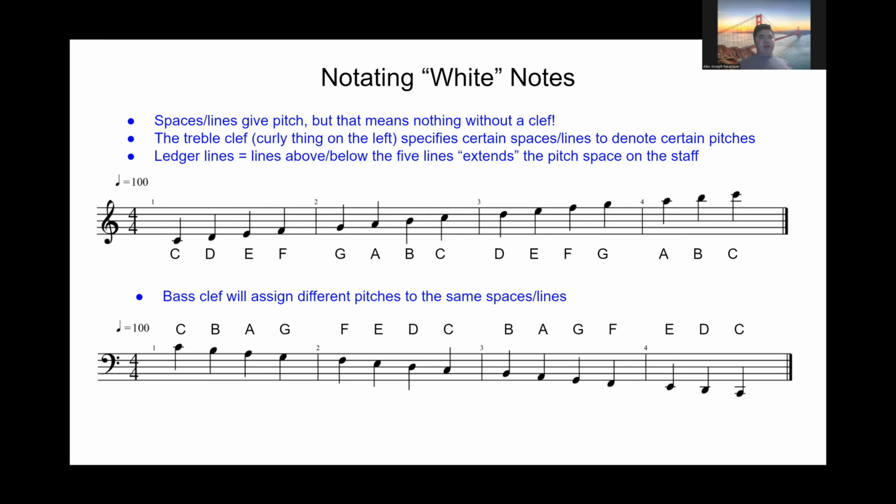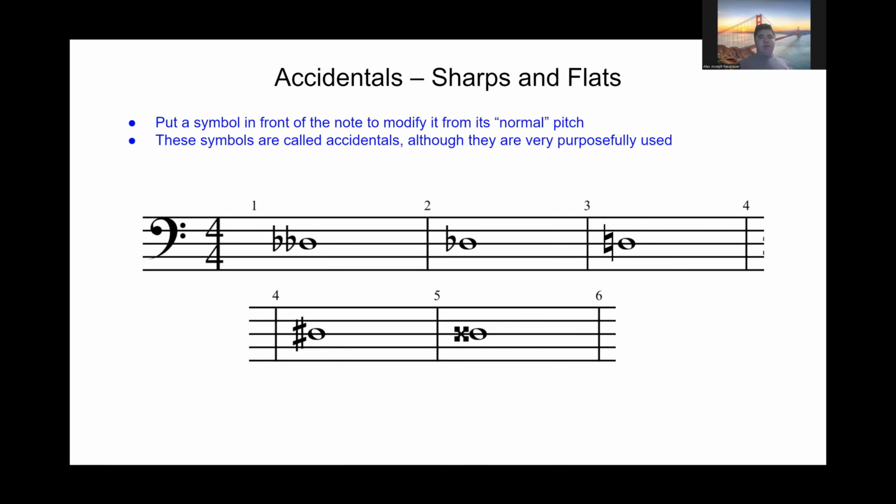So now you're probably wondering, what about the sharps and flats? What about the black notes? How do we notate those? We notate them with symbols called accidentals. And despite its name, the use of these symbols is actually quite purposeful. All we have to do is put an accidental in front of the note to modify its pitch. So this is normally a D on the bass clef, but this symbol is a flat, so it's D flat.